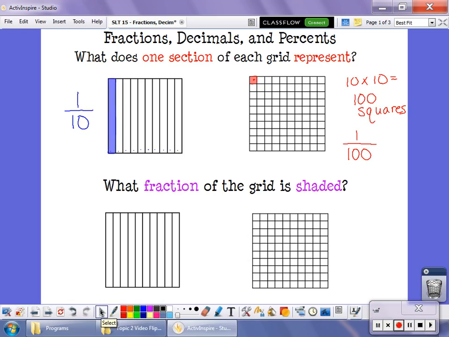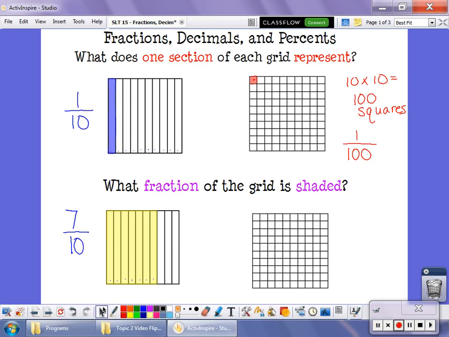So now we want to look at which fraction of each grid is shaded. Let's look at the one here on the left. If I'm going to talk about what fraction is shaded, I've got 1, 2, 3, 4, 5, 6, 7 shaded pieces out of 7, 8, 9, 10 total pieces. So that means 7/10 of this grid right here is shaded.